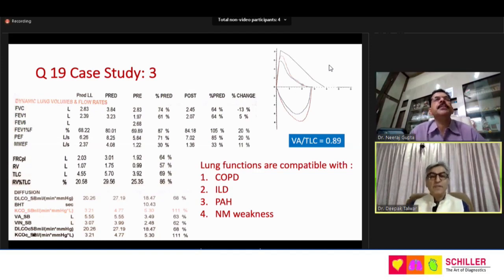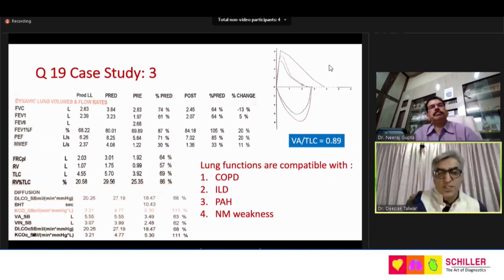So at least we are happy that obstruction has been thrown out. We are left only with a restrictive defect. Everybody picked up that TLC is 69%, which means restriction is there. There is no doubt about it. When you are given the choices, COPD gets out unless it is associated with an underlying disease which is causing restriction. We have 3 choices here: ILD, PAH, as well as neuromuscular weakness. Remember that we discussed that the KCO can be normal but not high in ILD and also in pulmonary hypertension. So neuromuscular weakness is something which you need to consider here.